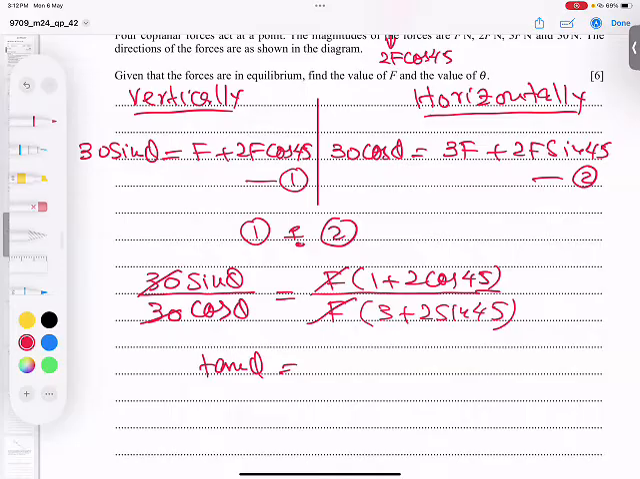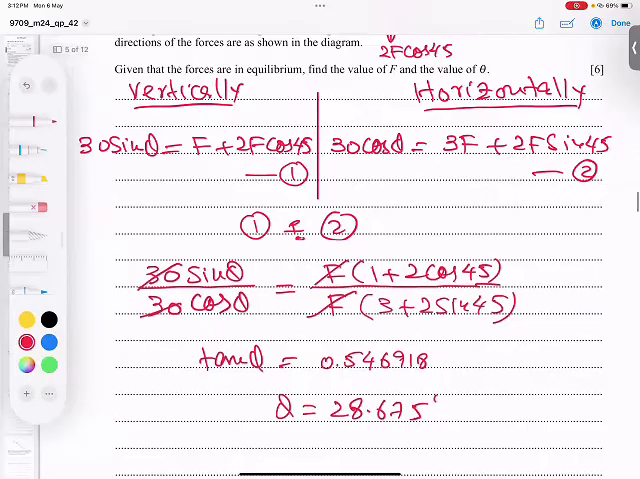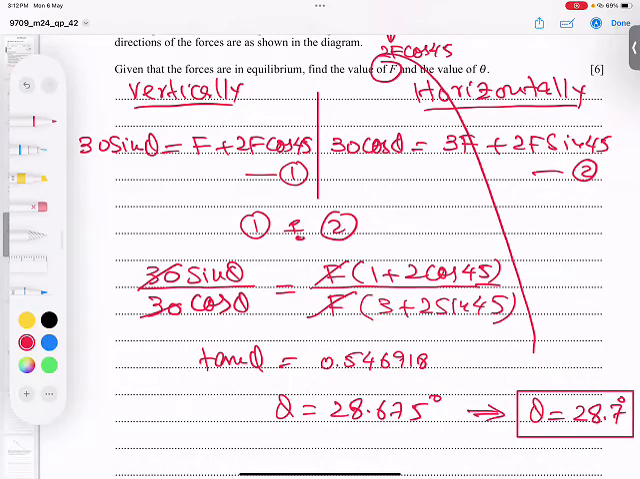So I get the value in decimal form, 0.546918. And taking the tan inverse of this, I get theta as 28.675 degrees. Writing to 1 decimal place, as he's asking for, theta is 28.7 degrees. And he's asking further, find out the force.